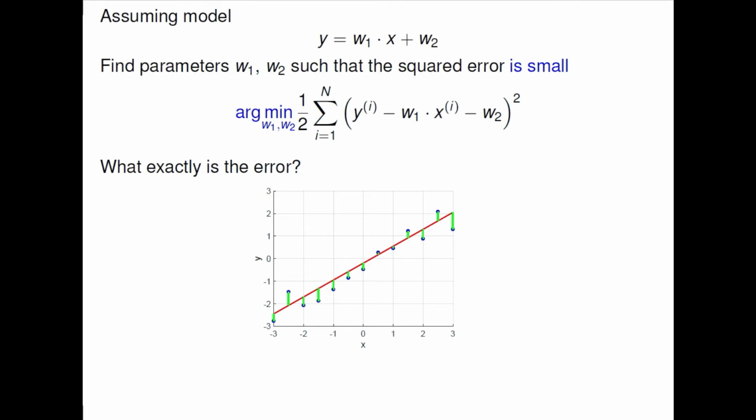So if you look at this in the graph, the line that you're trying to find is just trying to be in such a way so that the total sum of the squares of all the green vertical lines that you see is minimized.